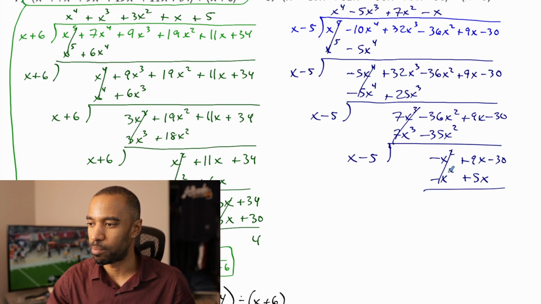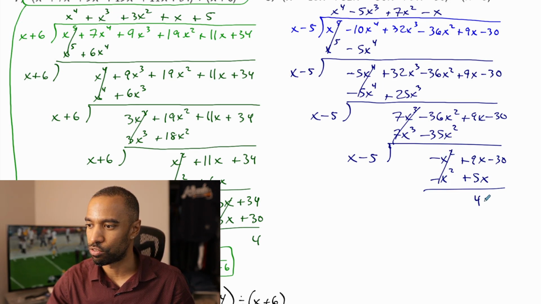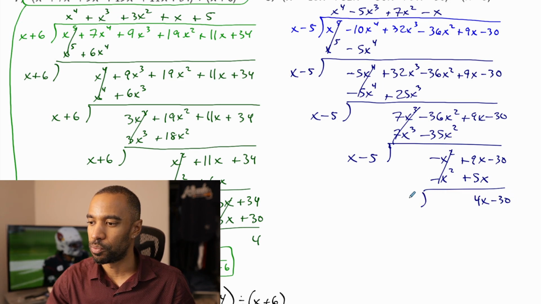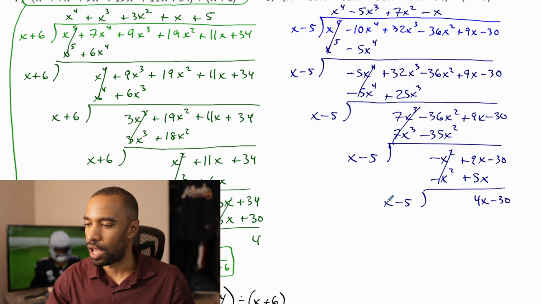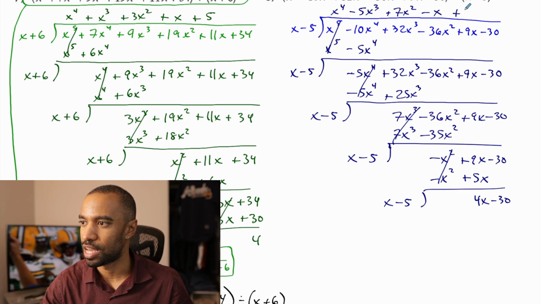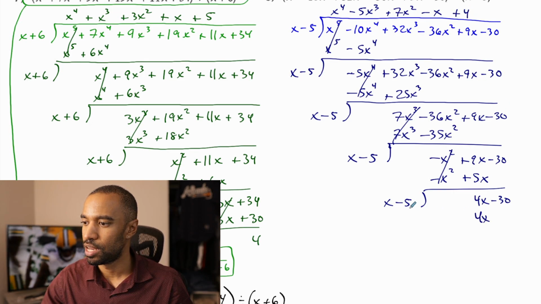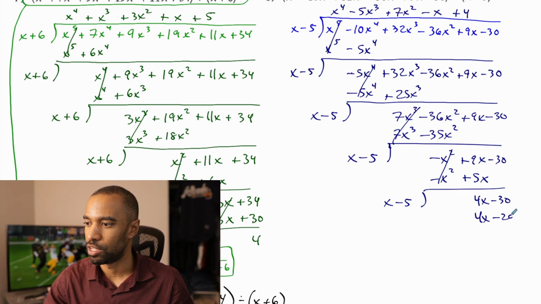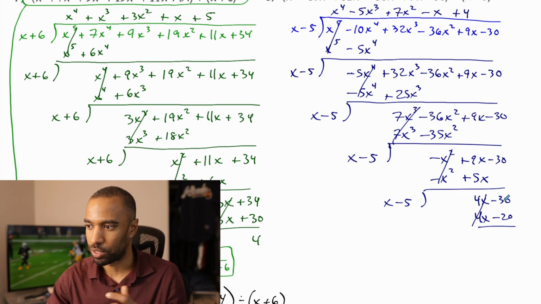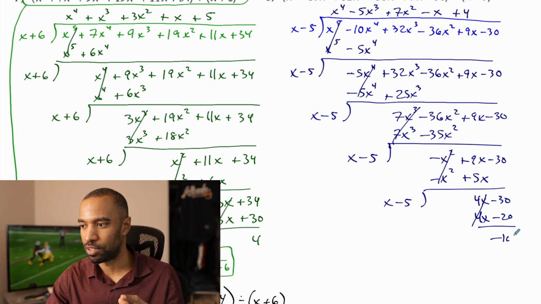All right, negative x squared minus negative x squared is 0. 9x minus 5x is 4x. All right, here we go. Last bit. X goes into 4x 4 times. X times 4 is 4x. Negative 5 times 4 is negative 20. Cancel, and negative 30 minus negative 20 is negative 10.